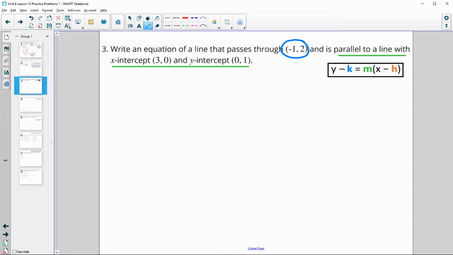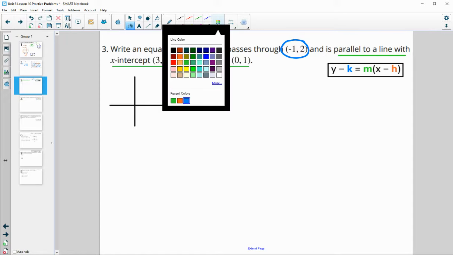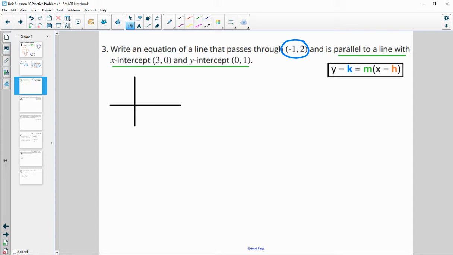So we already know this point. That's going to give us our h and k to plug into point slope form, but we need to figure out the actual slope that we want. So let me just draw a quick picture of this. This one has the x-intercept at 3, 0.